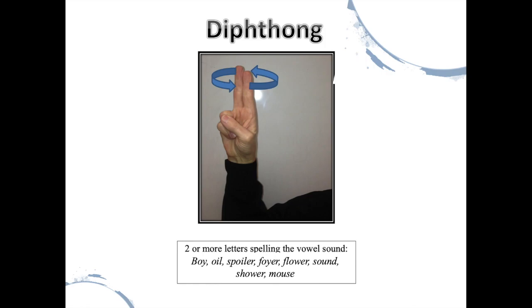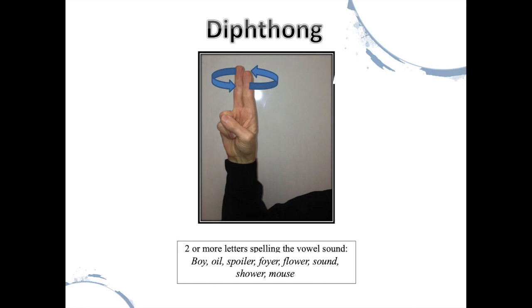It is not a long sound. It is not a short sound. It is a diphthong. The same sound is found with a different spelling in the word oil, spoiler. Think about the word foyer, oi. Flower, here we have the ow sound, flower, sound, shower, and mouse. So the oi and the ow sounds are actually diphthongs.